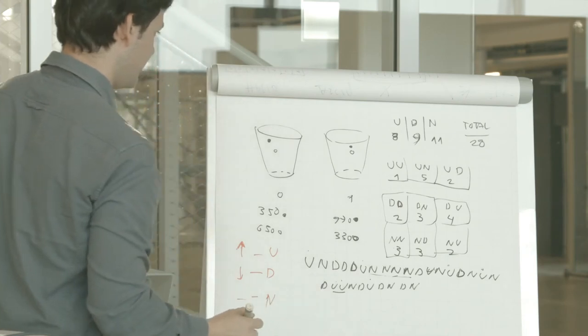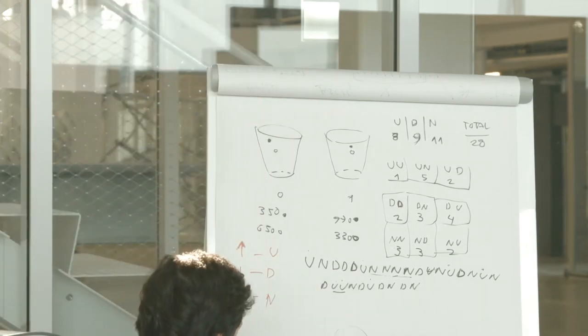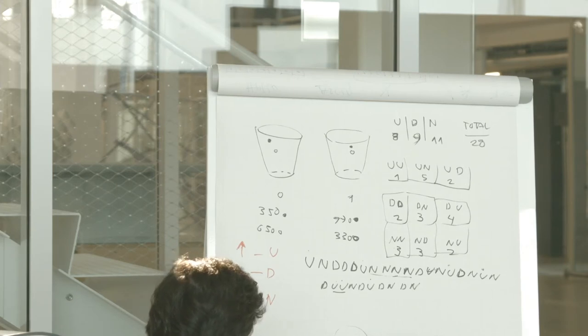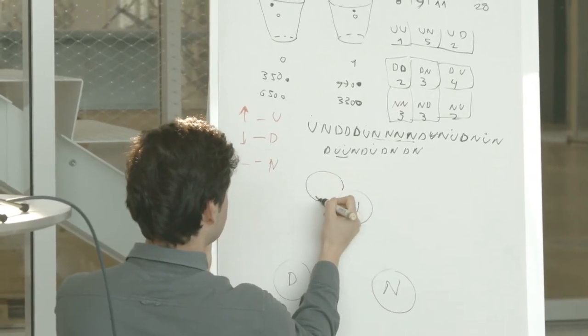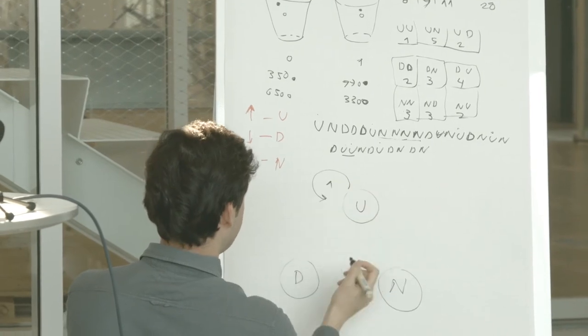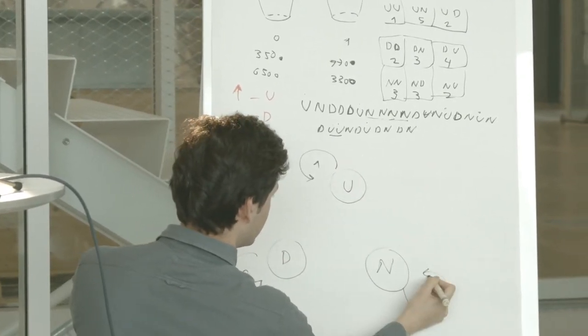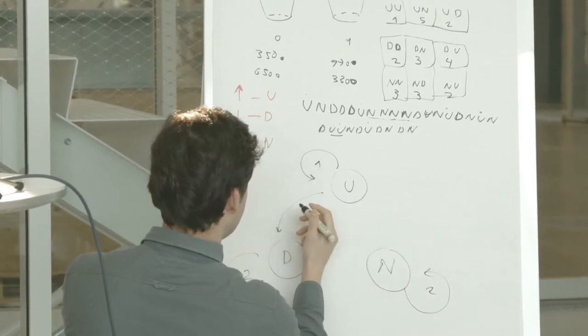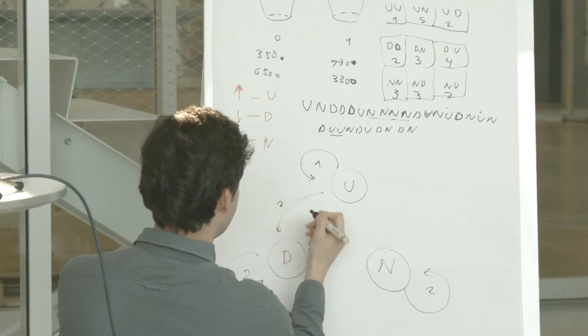Now we have three states: U, D, N. From U to U, how many times? One. From D to D, how many times? Two. From N to N? From U to D? Two. From D to U? Four.